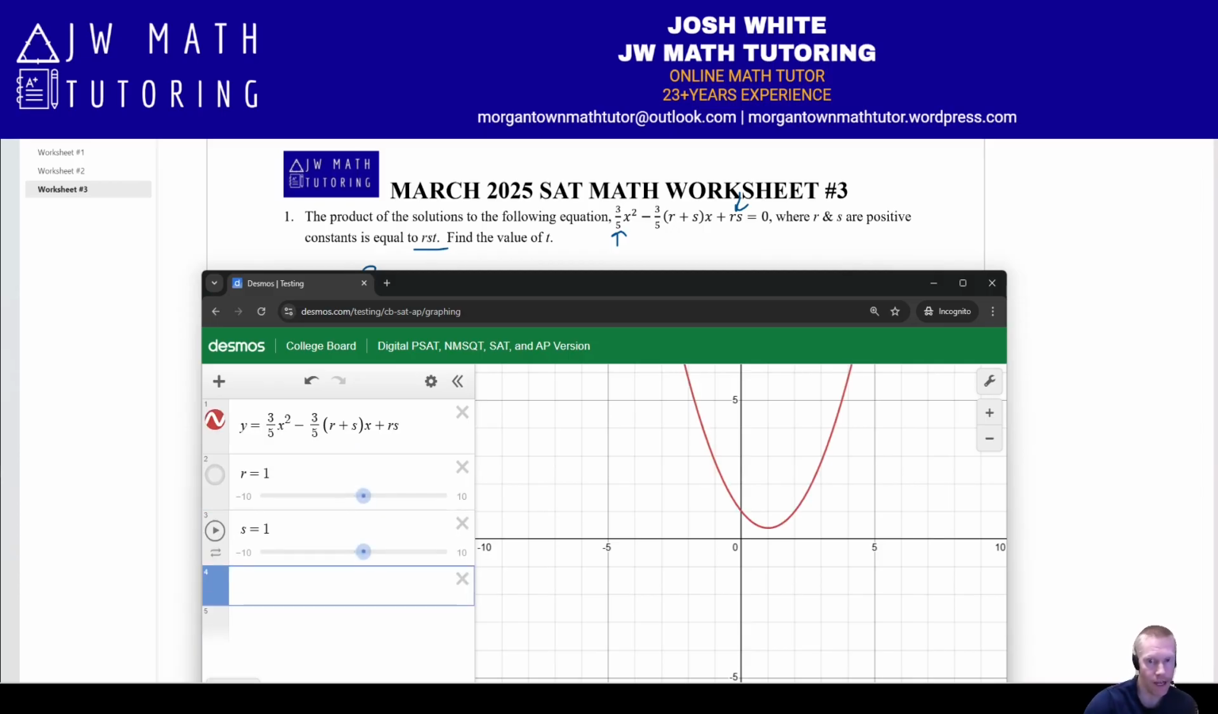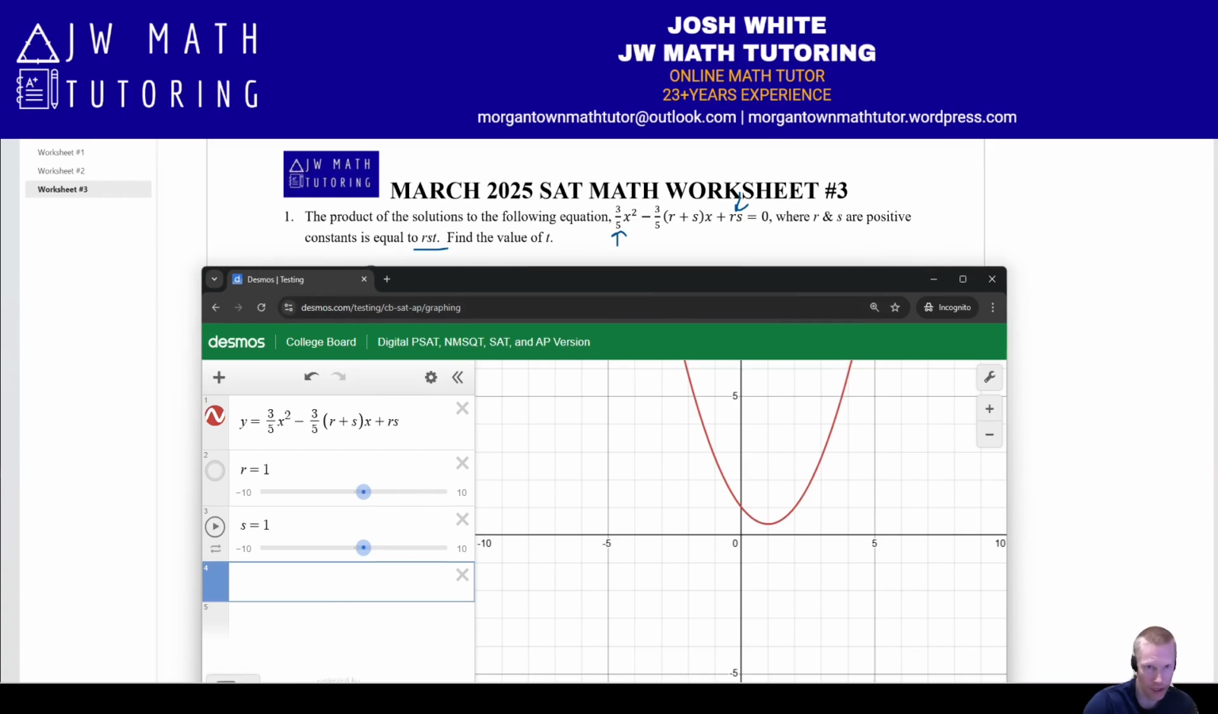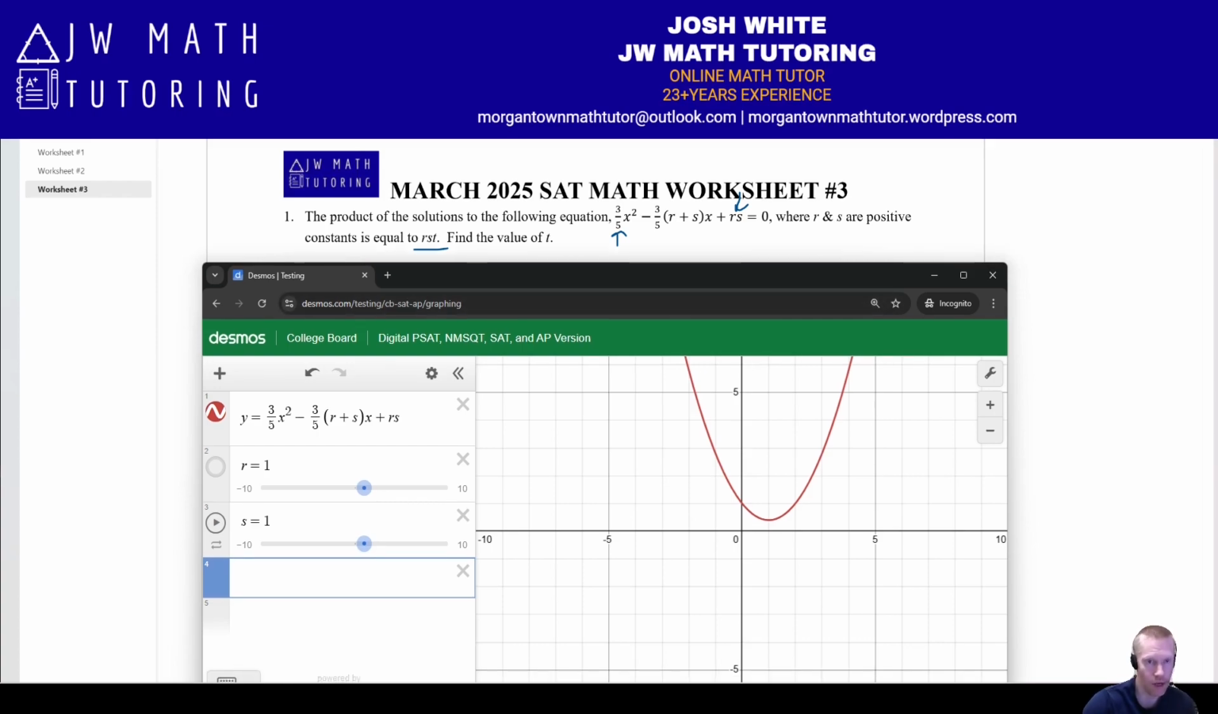All right. Then we're going to add some sliders. Now, notice that currently, when r is 1 and s is 1, there are no solutions. Okay? So since we're doing the product of the solutions, that means we expect to have exactly two real solutions. So you have to move these sliders in order to make sure it crosses the x-axis twice.